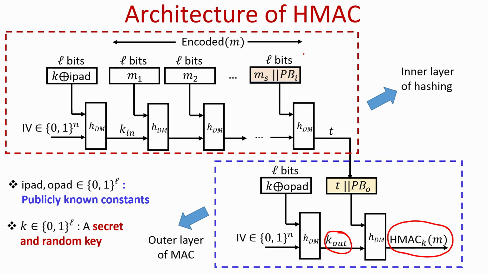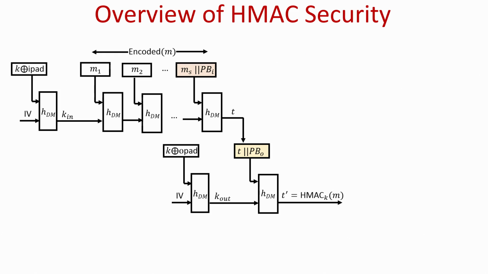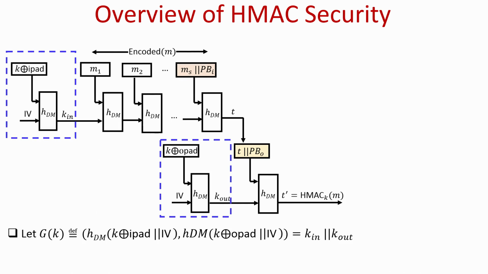And this second layer is the outer layer of the message authentication code. So, you have the inner layer of hashing where we take the arbitrary length message and compute a fixed length tag, and then we take that fixed length tag and again do two invocations of the Davis-Meyer function to compute the final MAC. Now, we will not go into the full-fledged security of this HMAC construction, but let us intuitively try to understand what is happening here. So, this is the overall architecture of the HMAC construction.